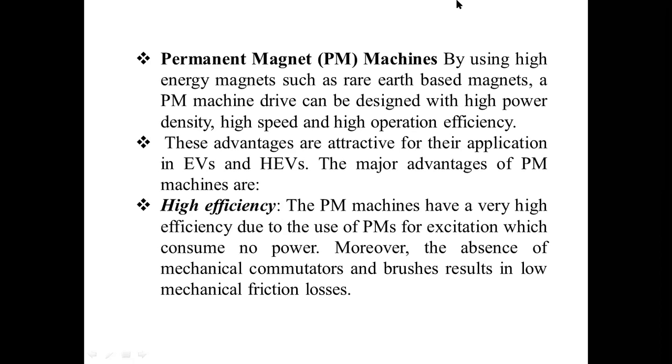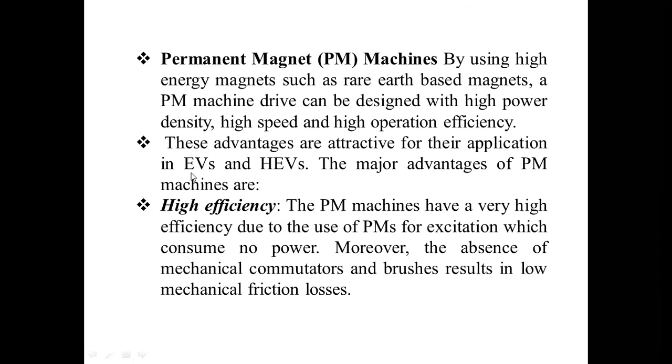Okay, next one. These permanent magnet machine drives can be designed with high power density, next one high speed and high operating efficiency. These three conditions must be followed while using these permanent magnet machines. Here, the advantages are attractive for their applications in electrical vehicles and hybrid electrical vehicles. We are also having some disadvantages. All these are considered for major applications of electrical vehicles and hybrid electrical vehicles.